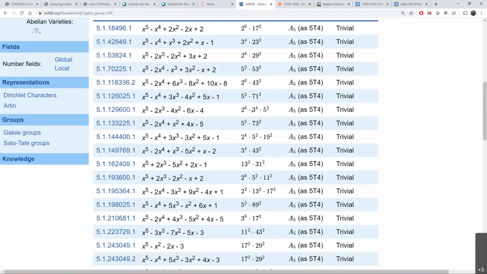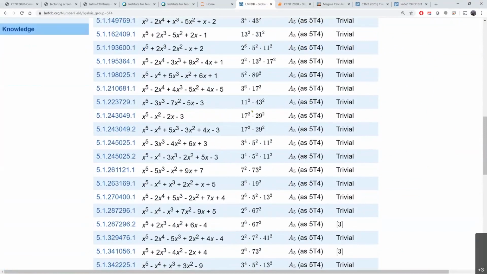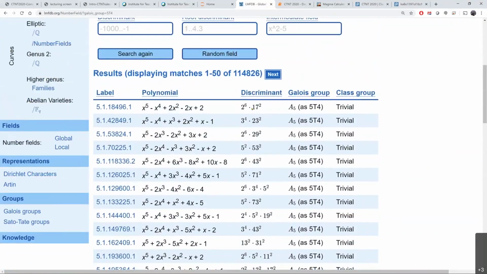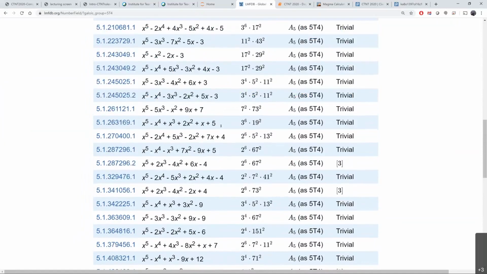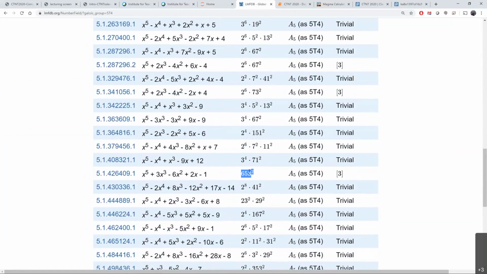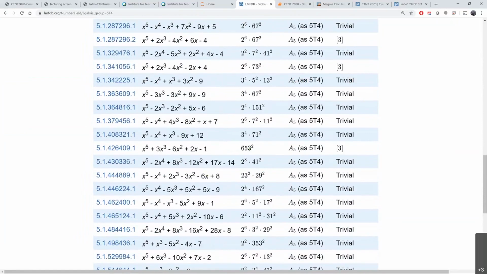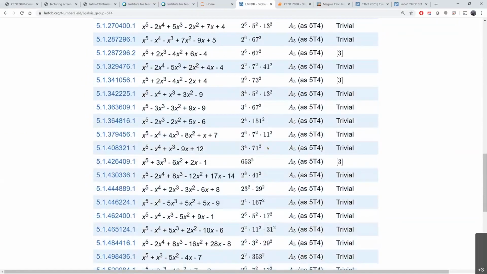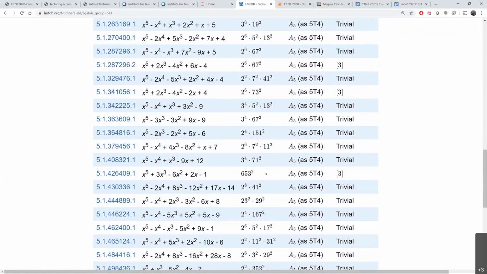Very many questions can come up right away as you look at the list of such things. For example, is there a number field or a polynomial of degree 5 such that the discriminant is a power of 1 prime and the Galois group is A5? Well, you can explore the data and see if, oh, there you go, there is such a thing. But then you have to go up to 653 squared in discriminant to find one polynomial that has exactly 1 prime power as its discriminant.